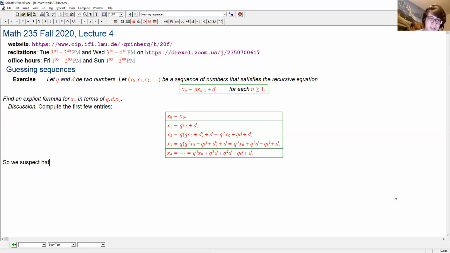So we suspect that xn is q to the n x0 plus... There is always exactly one term with the x0, and the exponent is always this number. And then the terms with the d. And we can factor the d out. So q to the n minus 1 plus q to the n minus 2 plus and so on plus 1, times d. And 1, of course, is q to the 0. And this formula, once you have suspected it, is completely straightforward to prove by induction on n.